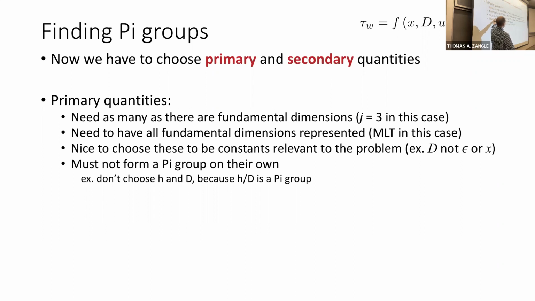A nice to have is to choose these to be constants relevant to the problem. So in this problem, we have the wall shear stress within a pipe as a function of how far down the pipe we are and the diameter of the pipe. So diameter is something that's going to be constant for our problem, right? If we're solving for a particular flow in a particular pipe, diameter is going to be a constant. And so it'd be nice to choose diameter to cover length, not x or epsilon. So diameter would be nicer. You can still get to an answer if you use epsilon or x, but it's nice to choose diameter.